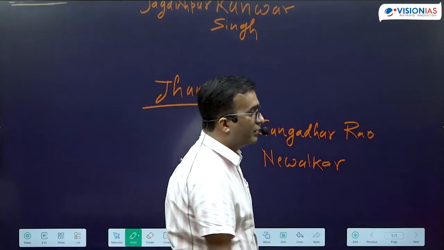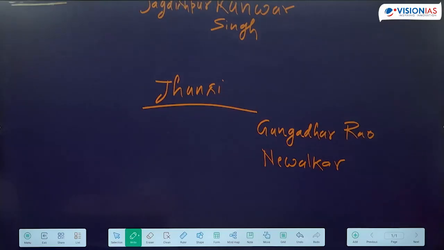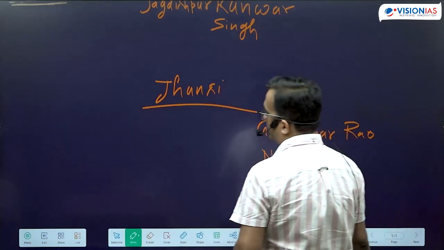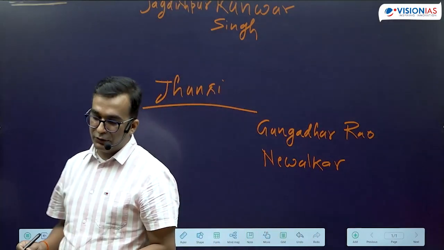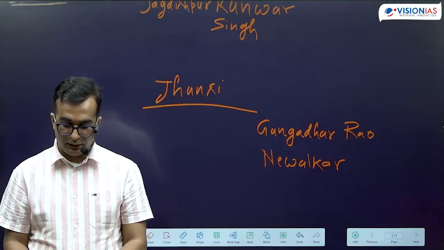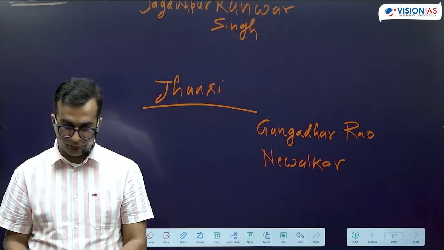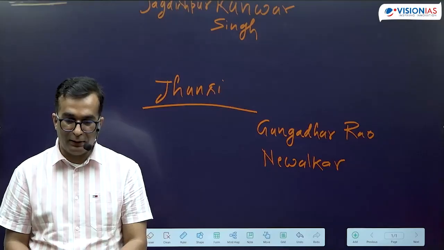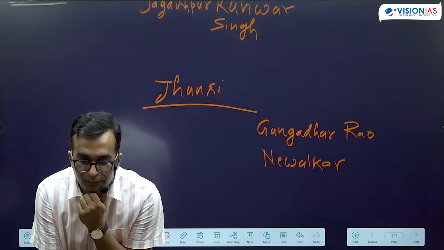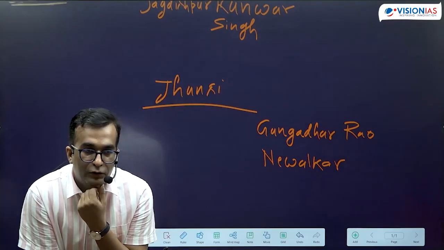After the death of the Raja, the British did not recognize the adopted son, and Jhansi was annexed. Jhansi was annexed with the application of the doctrine of lapse. Full stop.